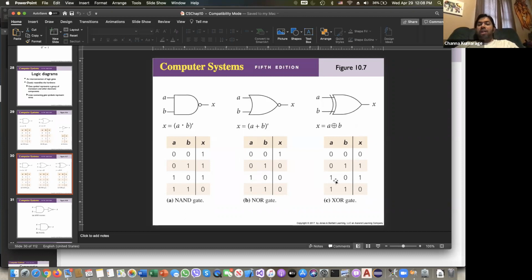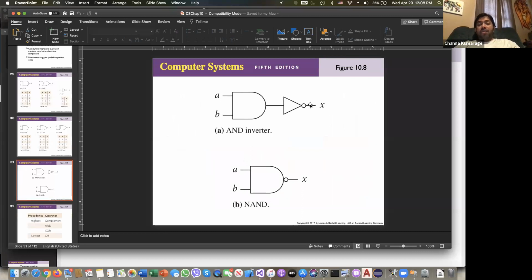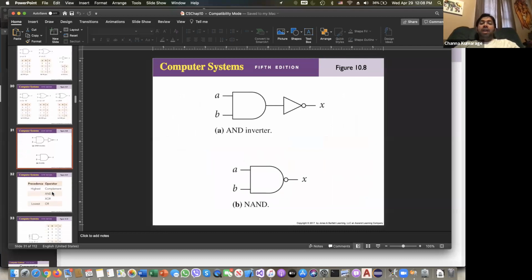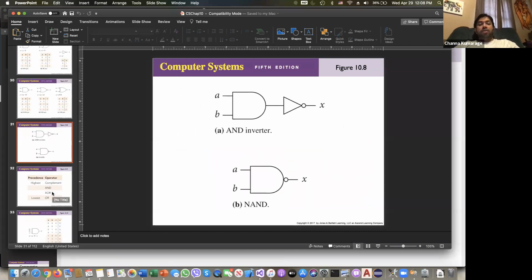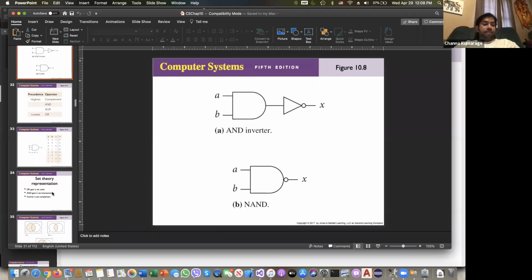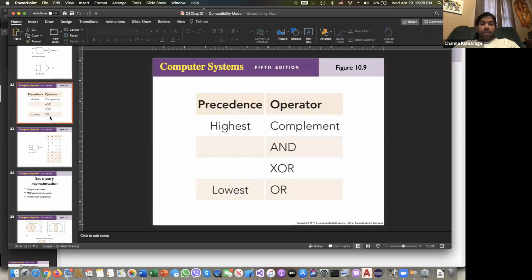One additional gate, not really the opposite of the previous gate but a kind of combination: when only one input is 1, we generate the XOR gate. So an AND gate and an inverter together we call a NAND gate. In a similar way, an OR gate and an inverter you call a NOR gate. Precedence is also defined in the same way as before.